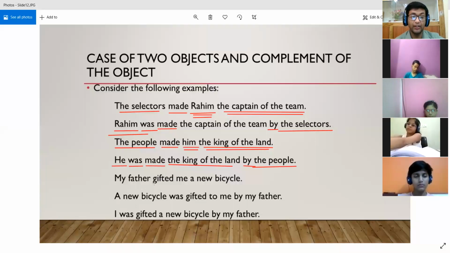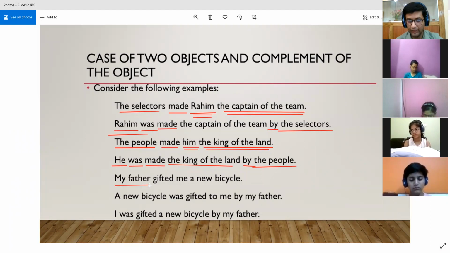Now, see this one. My father gifted me a new bicycle. Now, in this case, you will find that there are two objects present. My father is naturally the subject over here. There is no doubt in that. Gifted is the main verb present over here, that my father gifted. Now, there is one object, me, present over here, and another object is a new bicycle. Now there are two objects. Me is also present and bicycle is also present. So two objects are present in this sentence.